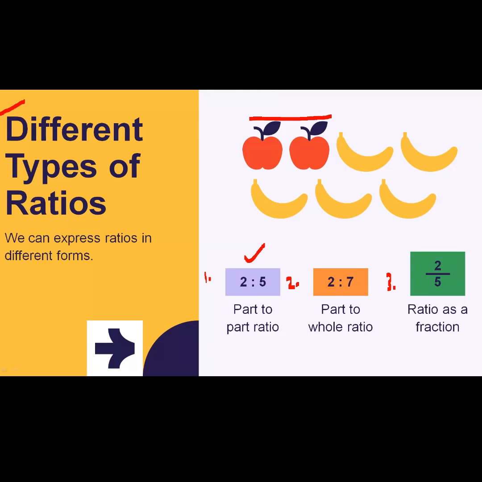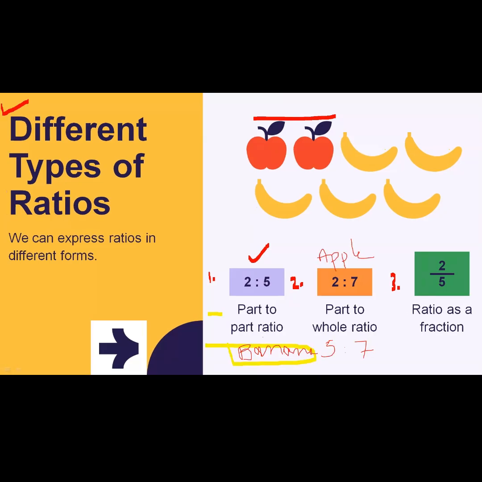But if we are considering part to whole ratio, it means we have to take a part of the whole. There are 2 apples, okay? We are taking the part of apples. So there are 2 apples and the whole is 1, 2, 3, 4, 5, 6, 7. We'll write 2 ratio 7. Now talking about bananas, there are 1, 2, 3, 4, 5 bananas and the whole is 7. So if we take apples as a part, it would be 2 ratio 7, and if we take bananas as a part, it would be 5 ratio 7.